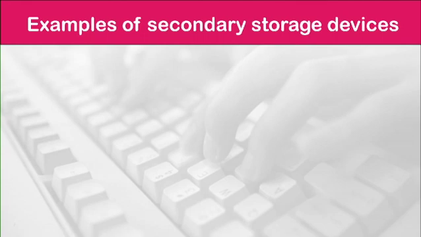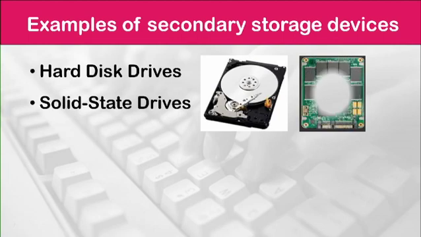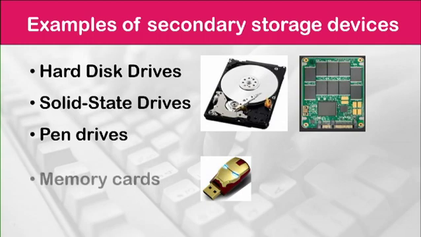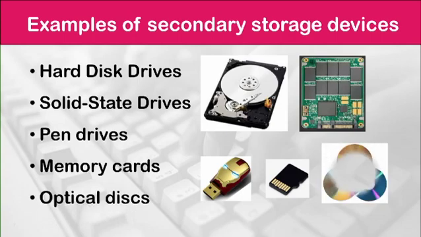Some examples of secondary storage devices are hard disk drives, solid-state drives, pen drives, memory cards, and optical disk. Each secondary storage device has its own characteristics, and selecting a suitable one depends on the type and the size of files to be stored. Now, let us examine the features of some secondary storage devices.